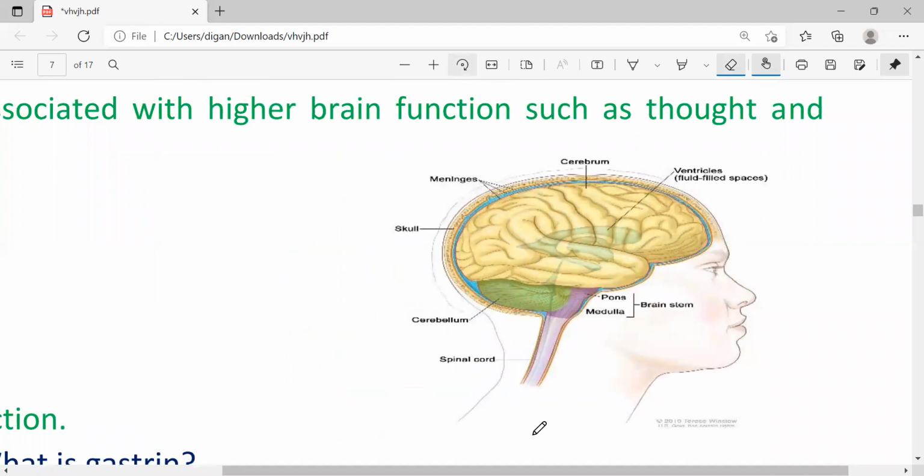Look, the brain has 3 parts. First part is called cerebrum. Second is called cerebellum, and third one is called brainstem. And the brainstem has 2 parts, one is called pons and one is called medulla. Out of these 3 parts, this violet part is brainstem, this green part is cerebellum, and this cream part is called cerebrum. So cerebrum is the largest part of the brain.